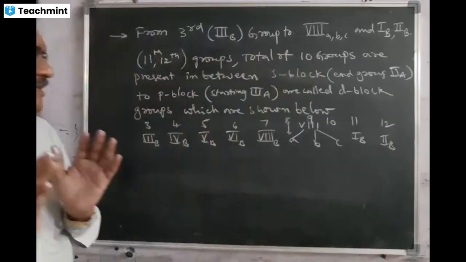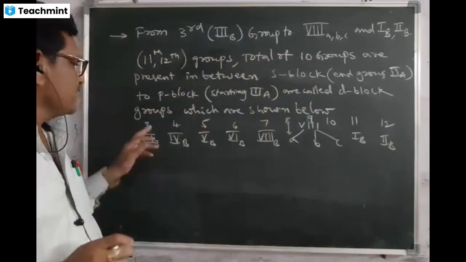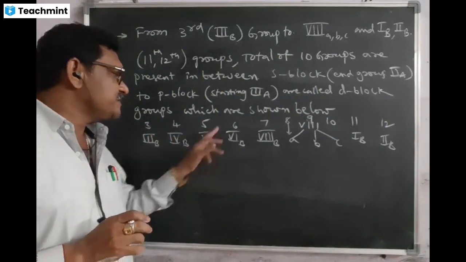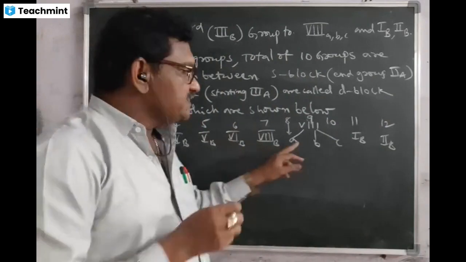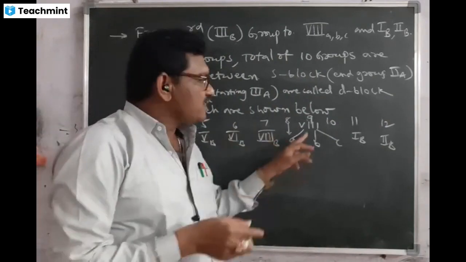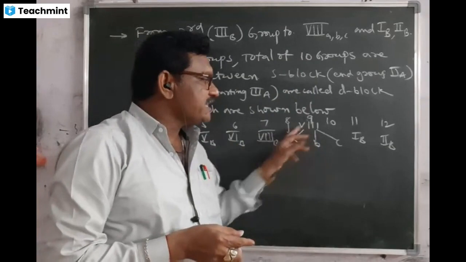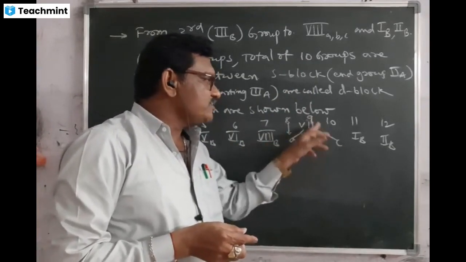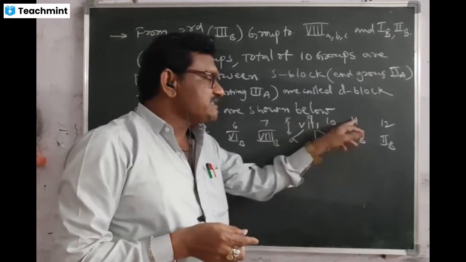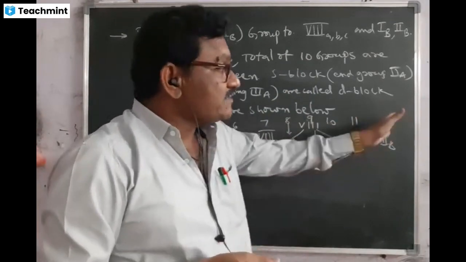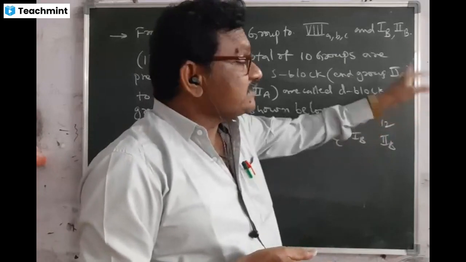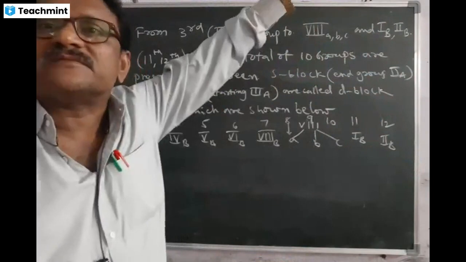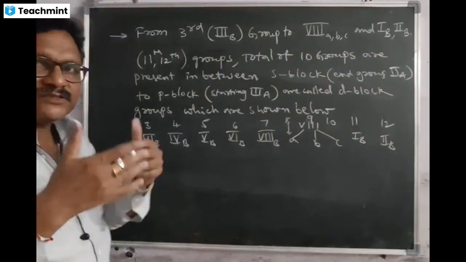Try to observe and listen carefully. So third group is also called third B, fourth is fourth B, fifth B, sixth B, seventh B. But here there is a complex group. The eighth group is divided into A, B, C subgroups. 8A is the 8th group, 8B is the 9th group, 8C is the 10th group. First B is the 11th group, second B is the 12th group. After second B, we come across the 13th group, which is also called third A group. That is P block. I think you can understand slowly.